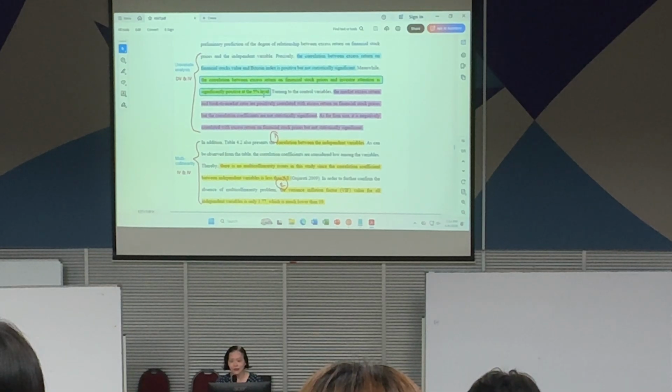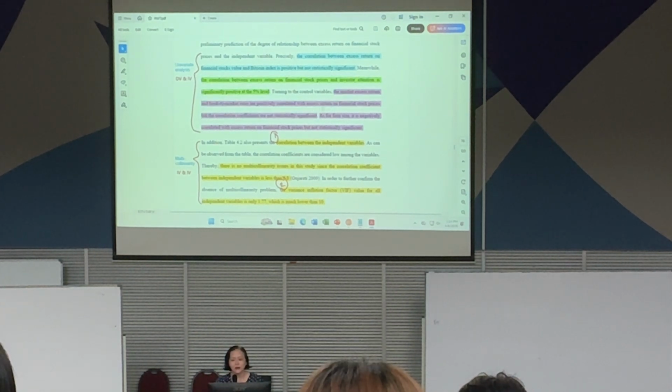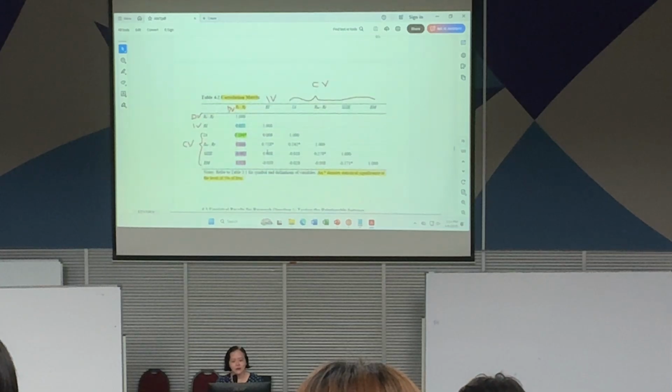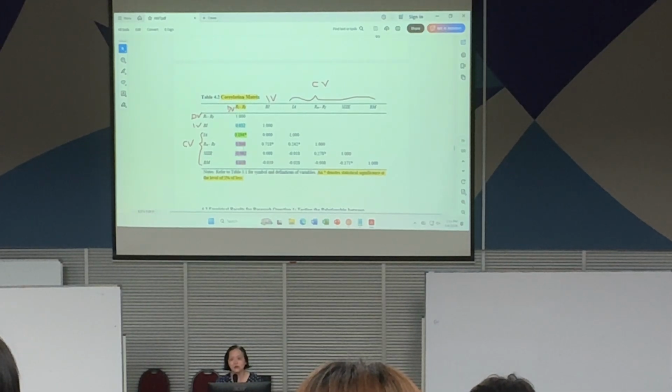Can you see? Right? So you can use all these words. These are normal words. You read journals also, we use the standard way to describe it. Okay? What about the pink one? The pink one, same. Not all the same. Positive, this one is negative, this is positive, but all not significant.